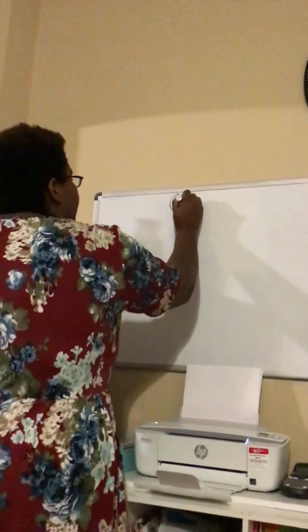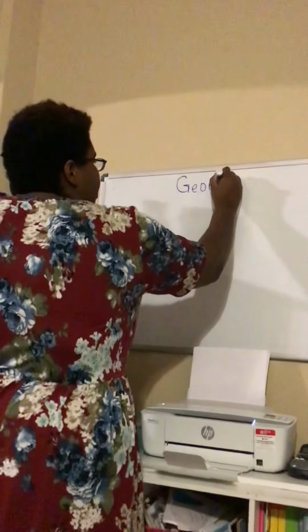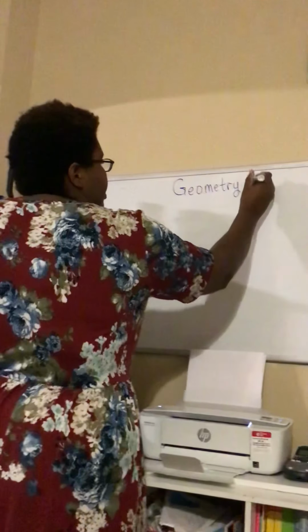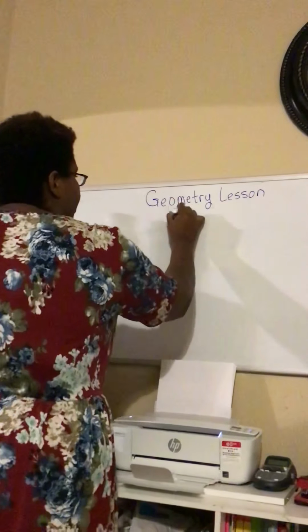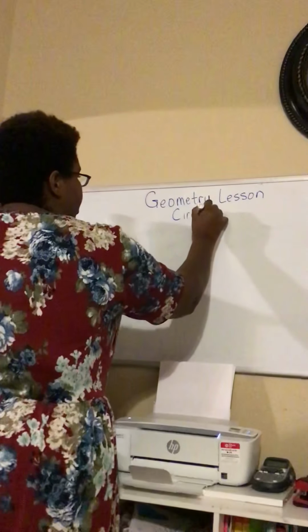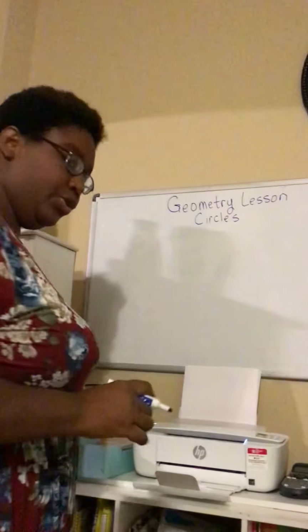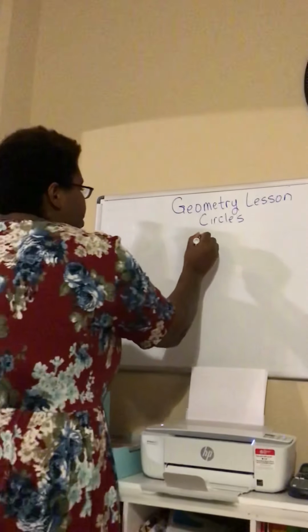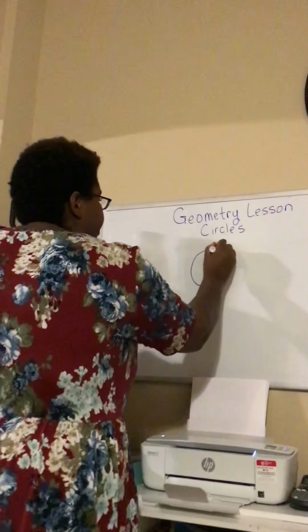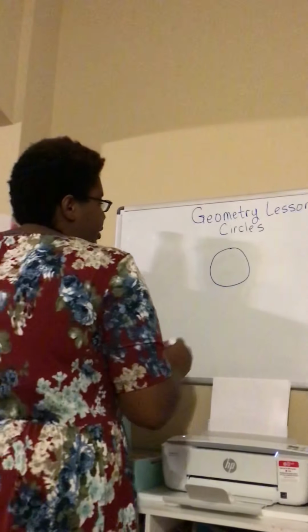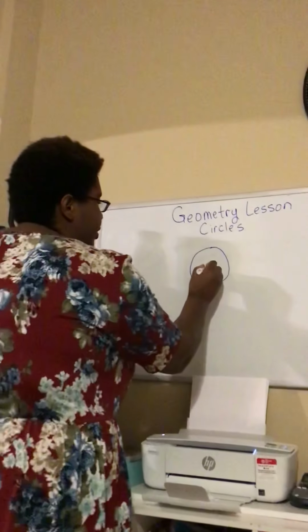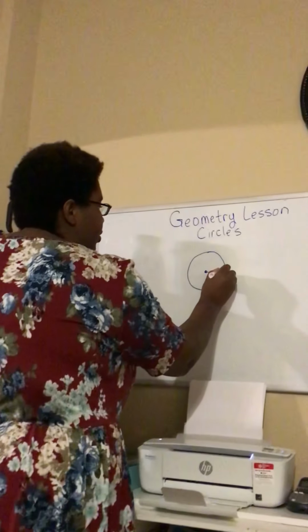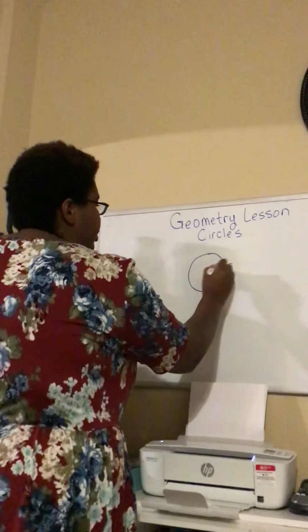All right, this is a continuation of our geometry lesson, and we're going to continue to work on circles. Okay, so first we're going to break the circles down. So our circles are obviously round, and they have a center point, and the distance from the center of a circle halfway across is called the radius.